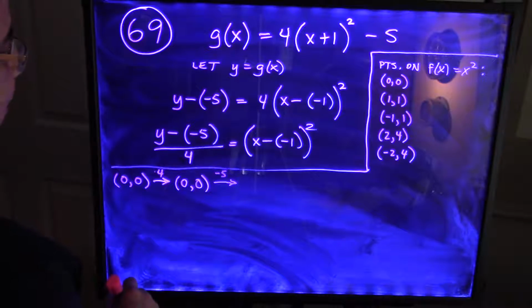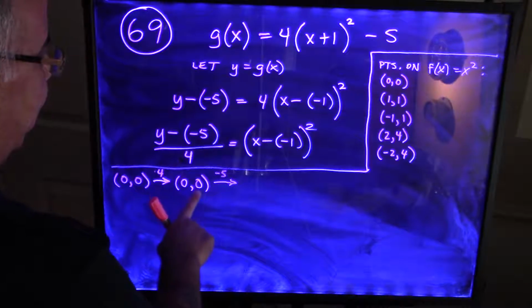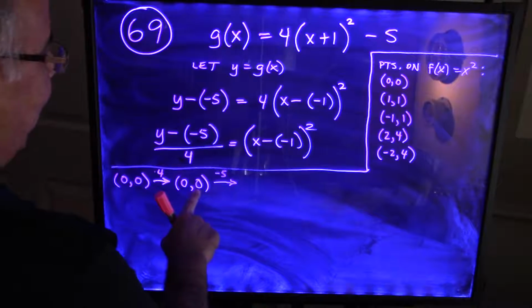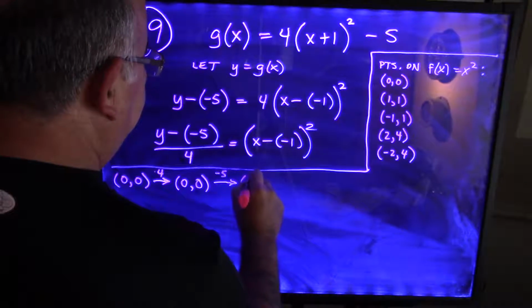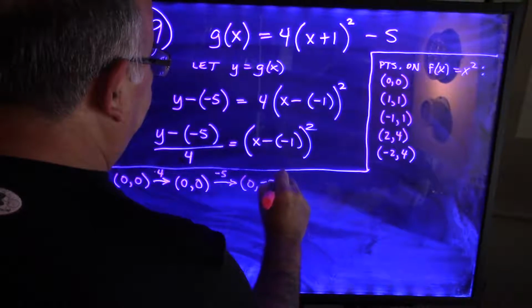And you just remember that means add -5 to the y coordinate here. So 0 minus 5 is -5. So you get 0, -5. Alright?